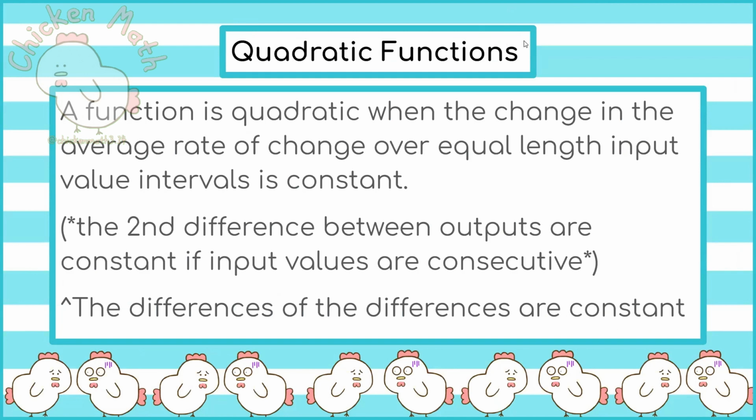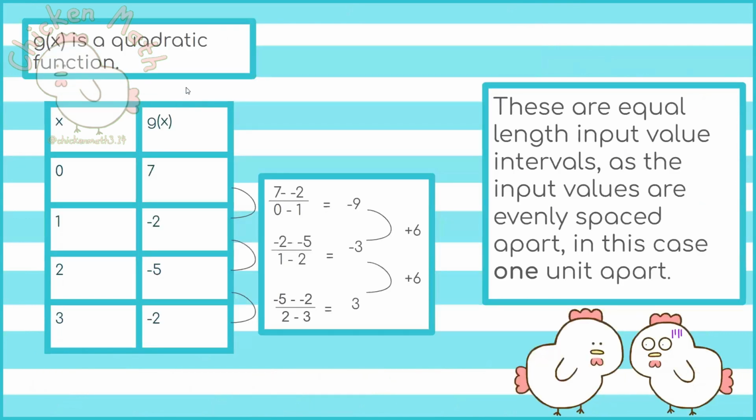Okay, so next we have quadratic functions, and they're a little bit more challenging than linear functions, but that's all right. A function is quadratic when the change in the average rates of change over equal length input value intervals is constant, which just means the differences of the differences are constant. Here, g of x is a quadratic function, and as we can see, the input values are equal length because we're just adding 1 each time.